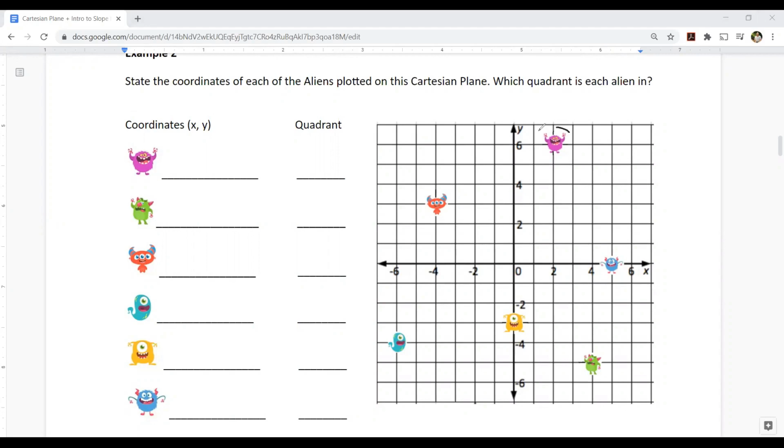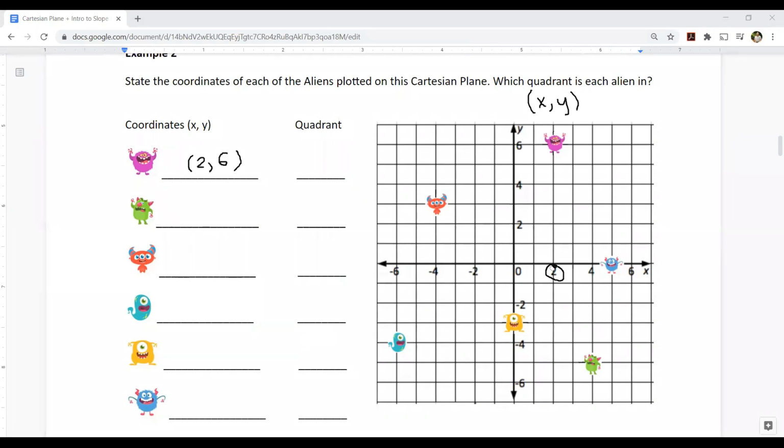If you look at the grid, the purple alien would be this one. Well, we know our coordinates are always in x, y. So first, let's find the x value that corresponds to this purple alien. As we go down the line, we see that he's on number 2. And if we look at the y-axis, we see that he's on +6. This means that we could write the coordinate as 2, 6.